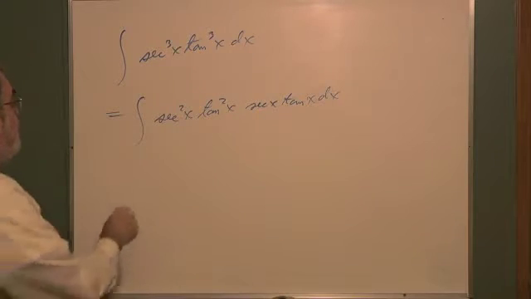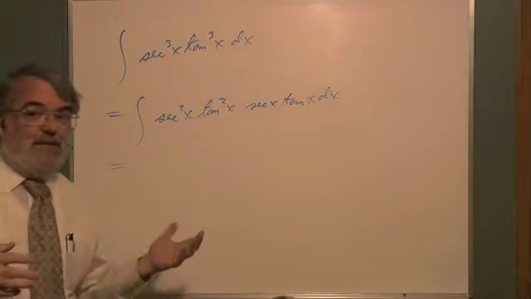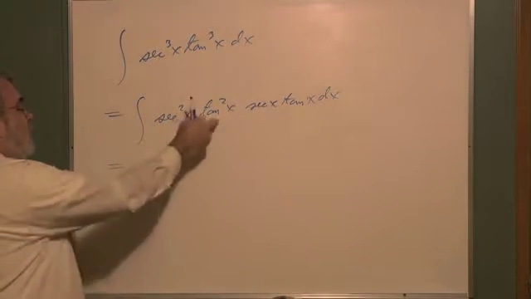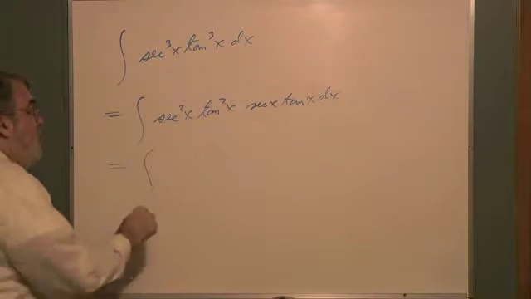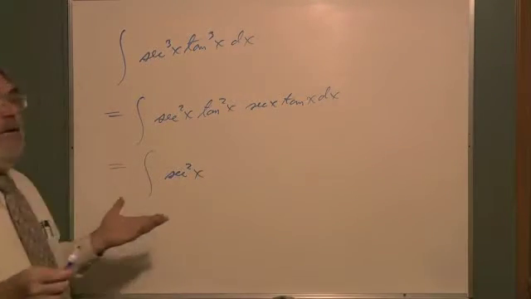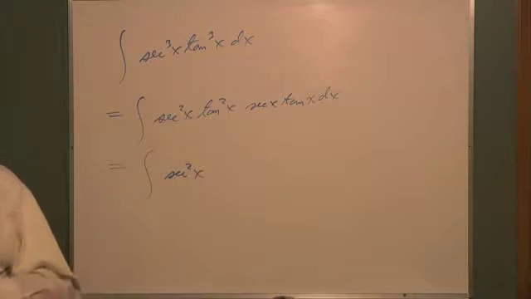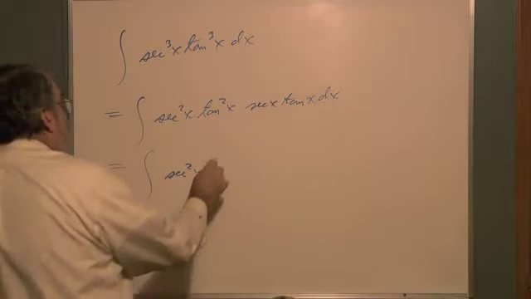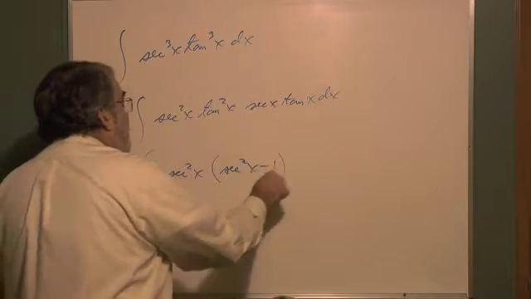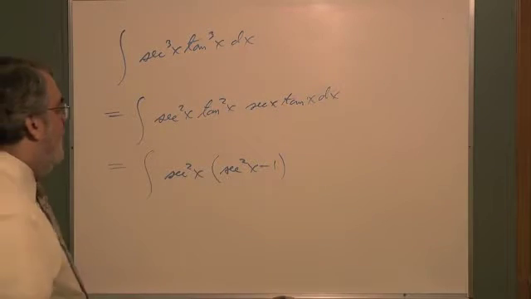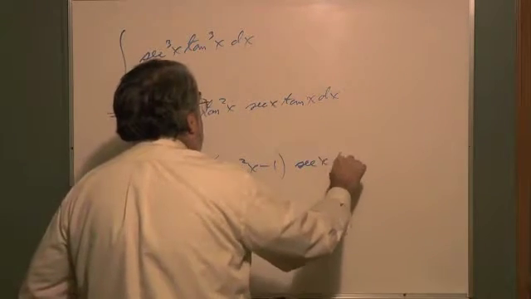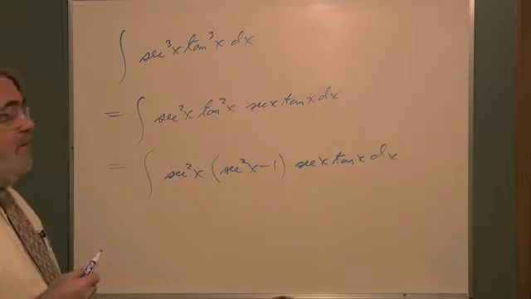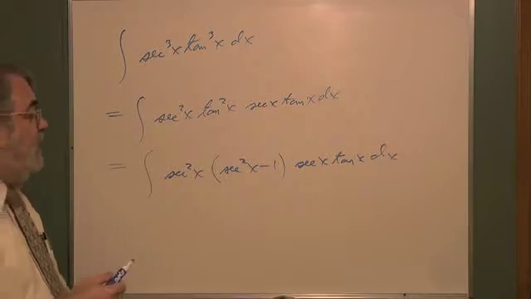Now I want to use secant for my substitution variable here, because the derivative of secant is secant times tangent. So I want all this in terms of secant, and so this is secant squared x. Tangent squared x, I can never remember all these reliably. Tangent squared is secant squared x minus 1. One of these days maybe I'll get that memorized. And then I've got secant x, tangent x dx. Like I said, our substitution variable is going to be u equal to secant x.